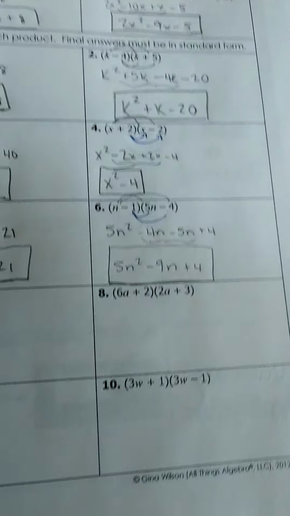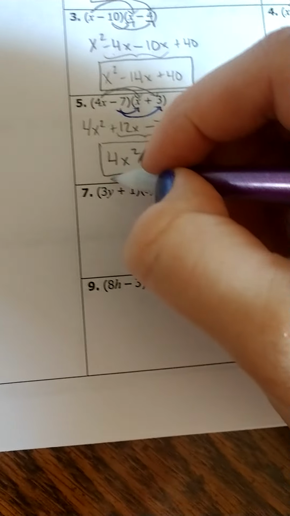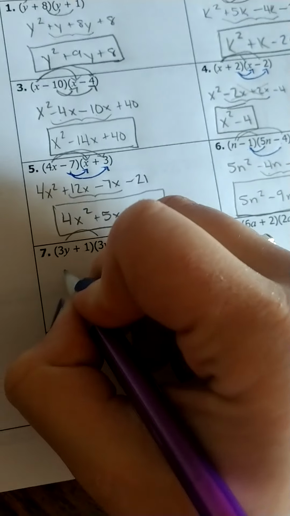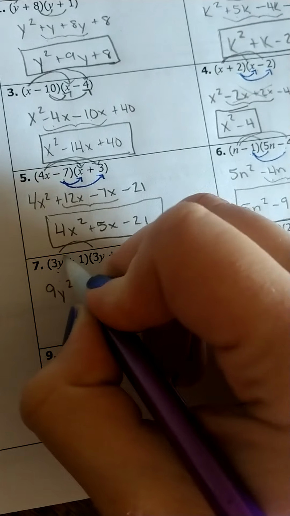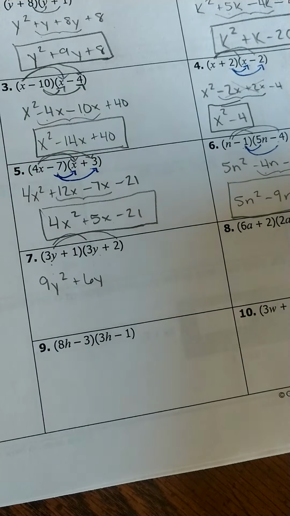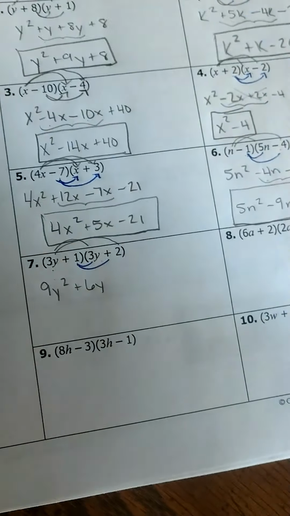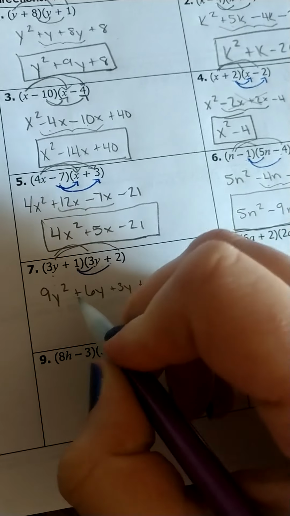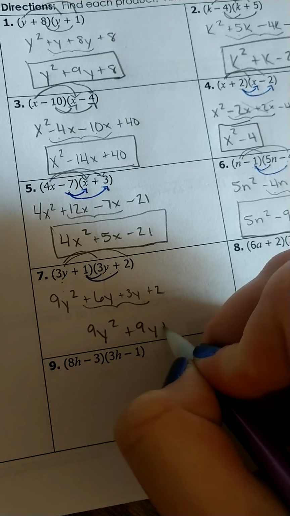So, number 7. 3y times 3y. 3 times 3 is 9. Y times y is y squared. 3y times 2. 3 times 2 is 6, so that gives you 6y. Come back through. 1 times 3 is 3y. 1 times 2 is 2. My like terms are right there. So 9y squared plus 9y plus 2.